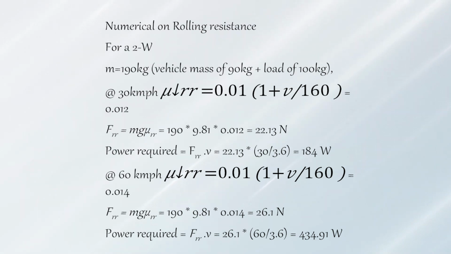So, what we can observe from here is, with the same mass for the same vehicle, if there is a change in the velocity, the force required is changed. If we consider the power required, it is even increased. You see, for 30 km per hour increase in the speed, the power that is required to overcome this rolling resistance is increased from 184 watt to 434 watt, which is almost greater than 2 times. So, if you increase the speed, this is again increasing.